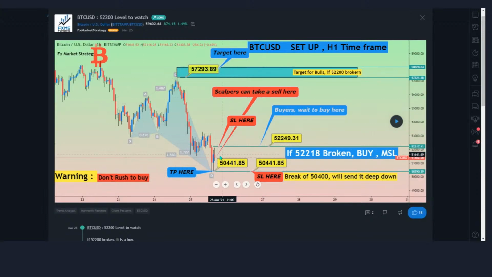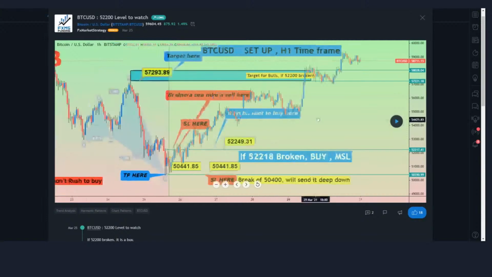While we are doing this, we kind of figured it may range a little, so a scalper can take a sell right here, with a stop loss at the top right here, and the take profit right there. This did work out. Then after this, the breakout of 52,180, buyers wait to buy here at the 52,490 area, and the target will be at the top in this area. Okay, so this did work really nice.